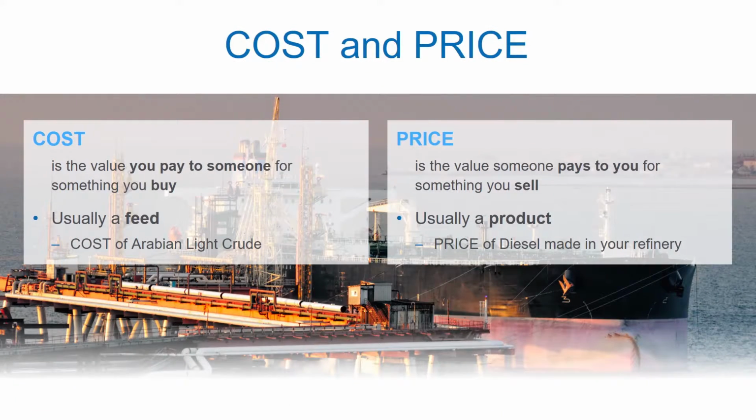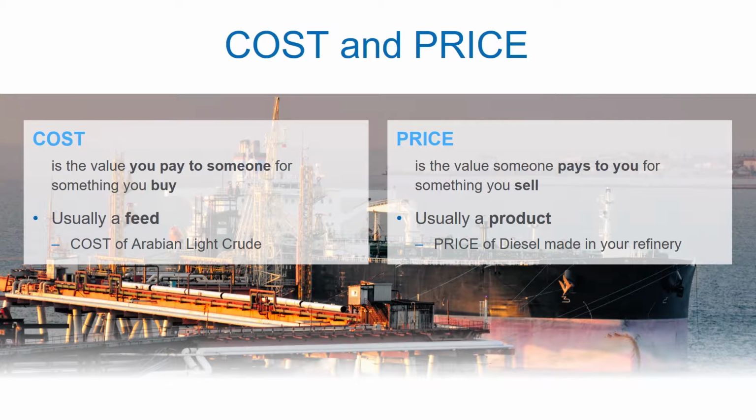One further detail on this, as many new users make this common mistake. Cost is the price you pay to someone else for something you buy as a feed, like the cost of Arabian light crude. Price, on the other hand, is the price paid to you for something you sell as a product, like the price of diesel made in your refinery. Many new users make a mistake when creating the sell table, just copying over the column heading cost from the buy table into the sell table.